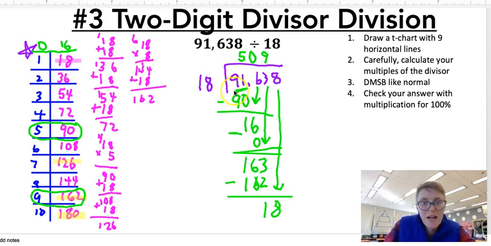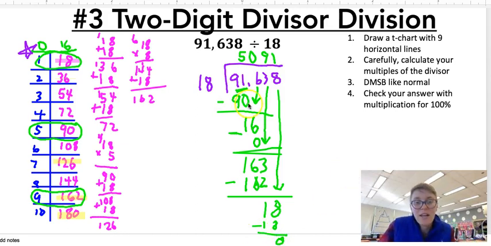I have 18 left. How many 18s are in 18? Well, this is going to be right here. Beautiful. So I'm going to put 1. 18 times 1 is 18. I subtract. I get nothing left. Okay? Now we get our quotient. Everyone say quotient. Quotient. It's 5,091.